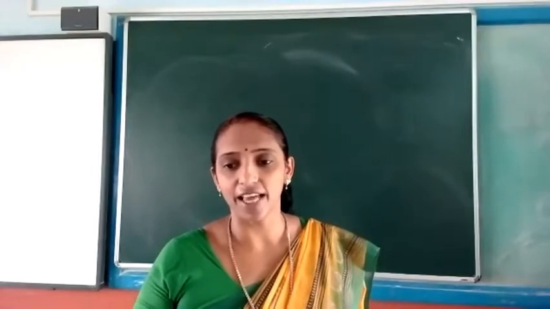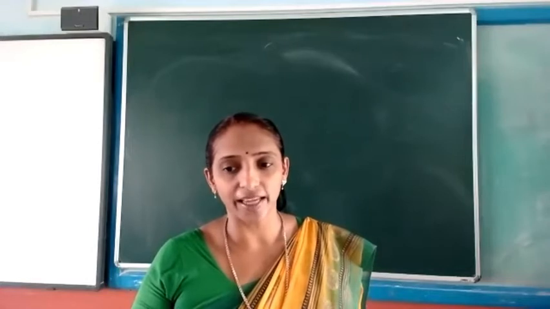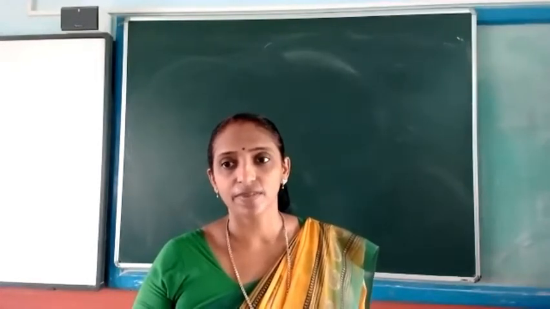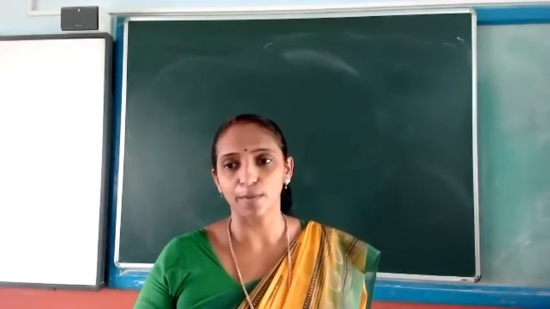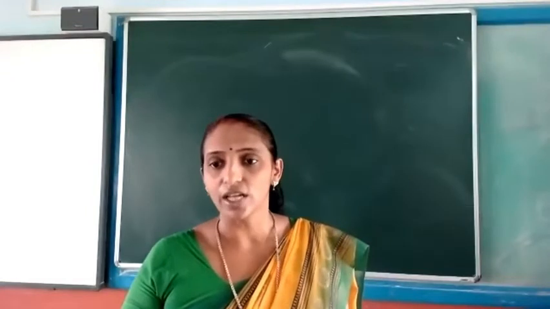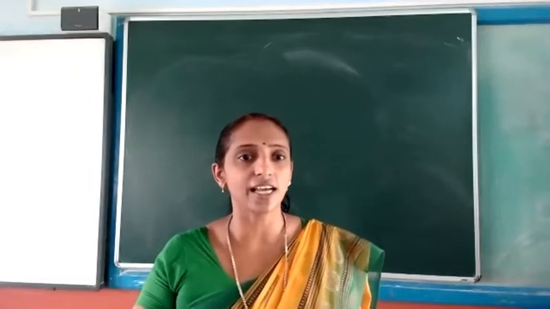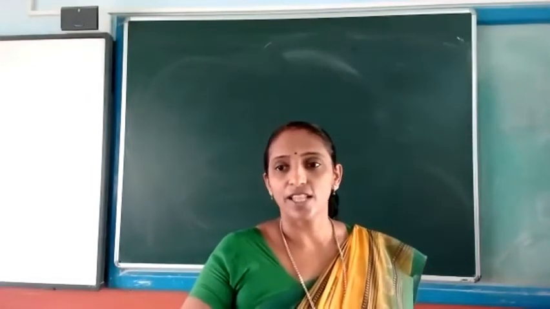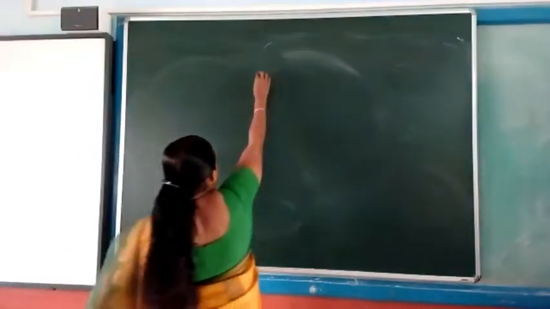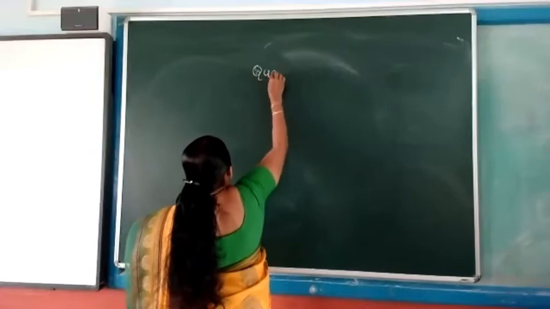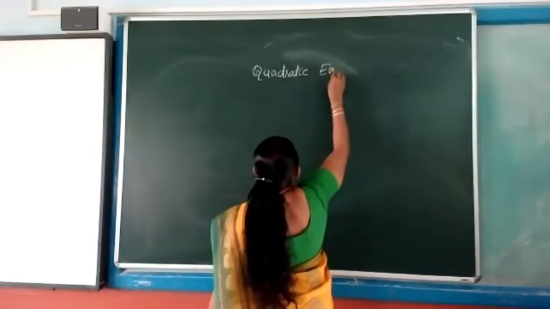Splitting the middle term. We are finding two numbers such that the sum of these two terms will be equal to the middle term, and the product of these two terms will be the product of the first and the last term. Right? So that way you are factorizing the trinomial. Here also we are going to discuss a trinomial only, that is quadratic equations.